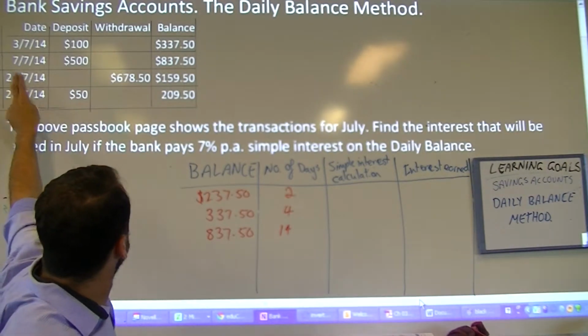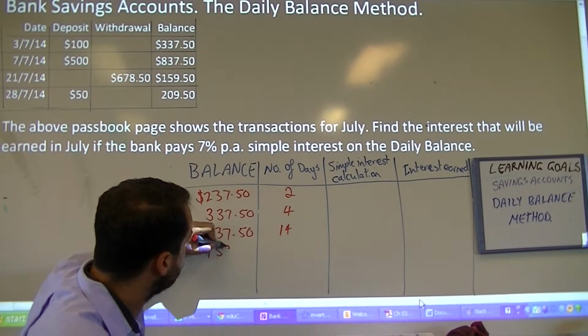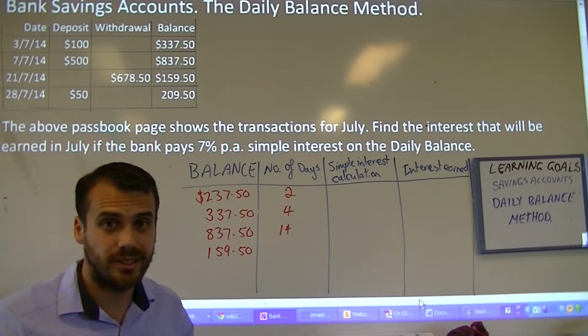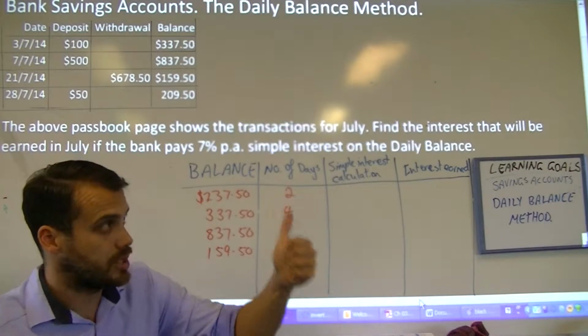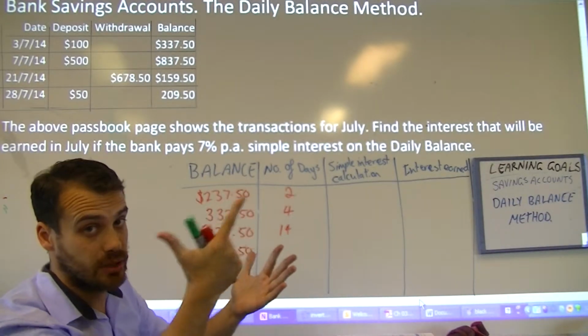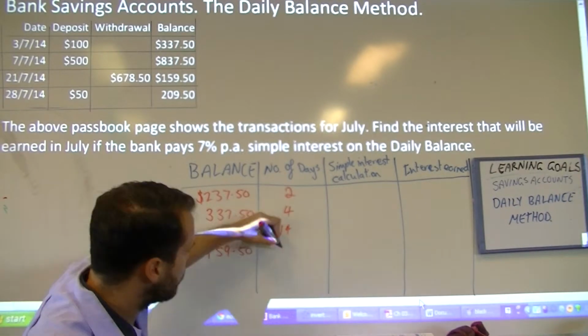Now, from the 21st to the 28th, they had a balance of only $159.50. Again, count it on your fingers. I know it looks silly, but it's going to make sure you don't get it wrong. 21, 22, 23, 24, 25, 26, 27. Just up to 27 because on the 28th the balance changed. That's 7 days at that balance.